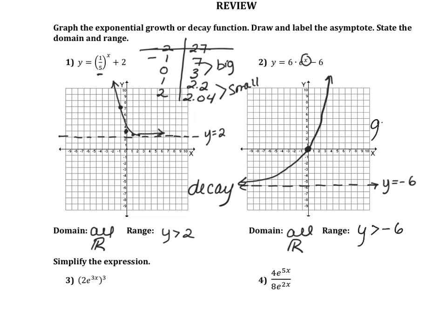So this is growth. Another way for the E graphs to figure out growth or decay is you look at your exponent right here. And it was just a positive x. So that's how we know when it's positive, it's growth. When it's negative, it's decay. All right. Questions over the graphing problems? Two just like this on the test.